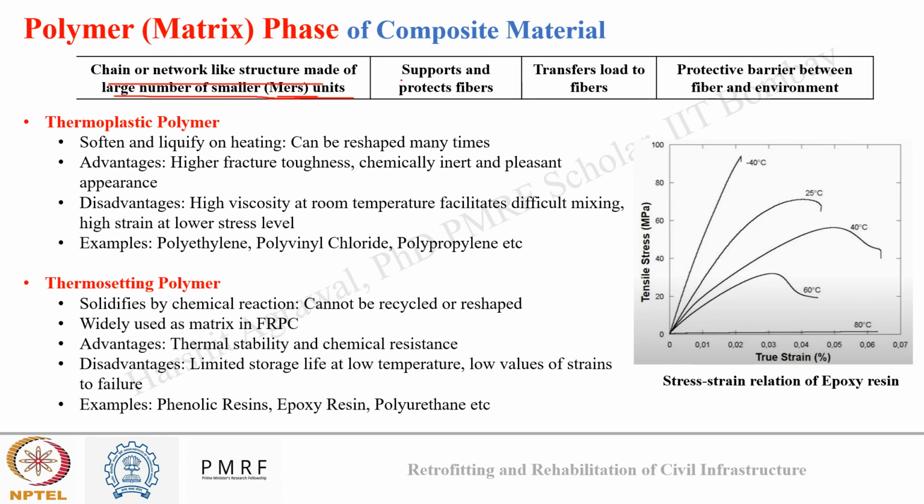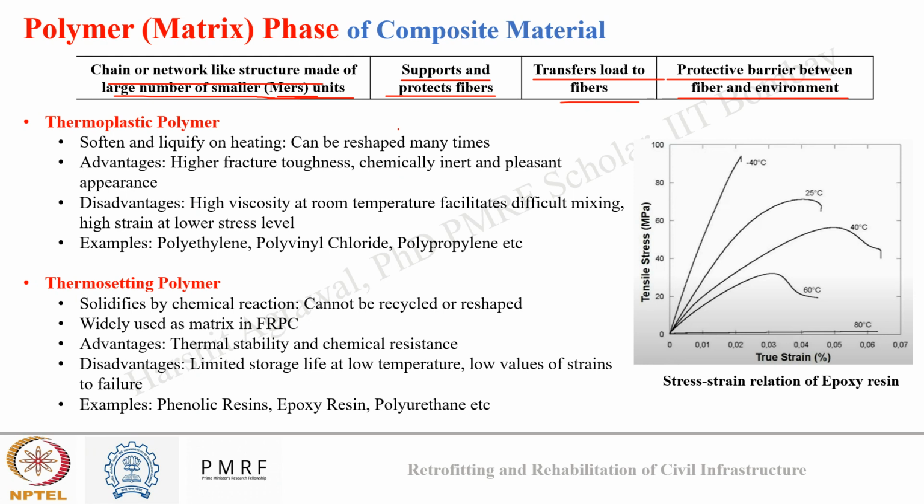Okay, so they support and protect the fibers, and they help to transfer the load to the fiber. So basically what polymers are doing, they are acting as a protective barrier between fibers and the environment, and they are transferring the load to the fiber. Okay, so polymers are broadly classified into two types: thermoplastic polymer and thermosetting polymer.